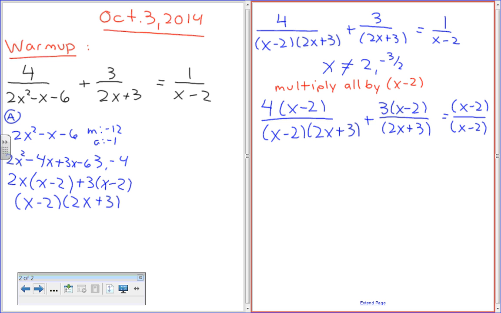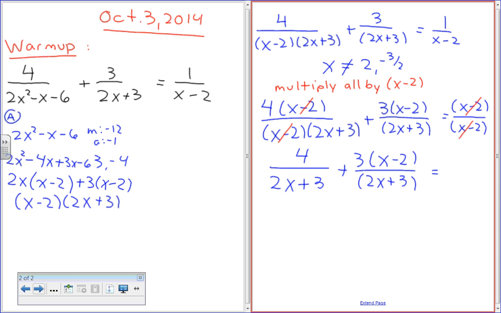Why am I happy though? Albert, go ahead. Why am I happy? Stuff will cancel out, and that's what we tried to do. So what's going to happen is these x minus 2's are going to cancel. That turns into 4 over 2x plus 3, plus 3 bracket x minus 2 over 2x plus 3. What is the right-hand side going to equal? 1. Because it's the same thing top, same thing bottom. That's going to equal 1.